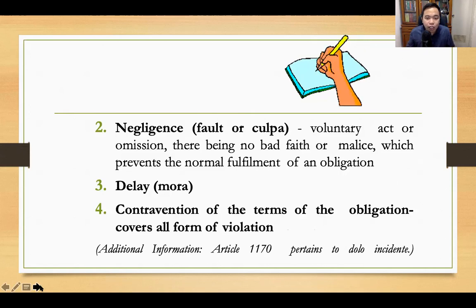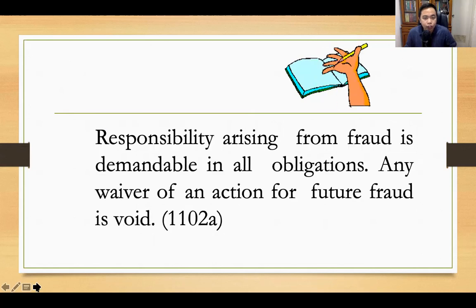And you have negligence: voluntary act or omission, there being no bad faith or malice, and prevents the normal fulfillment of the obligation. Delay, and if the performance is in contravention of the terms of the obligation. It covers all forms of violation.